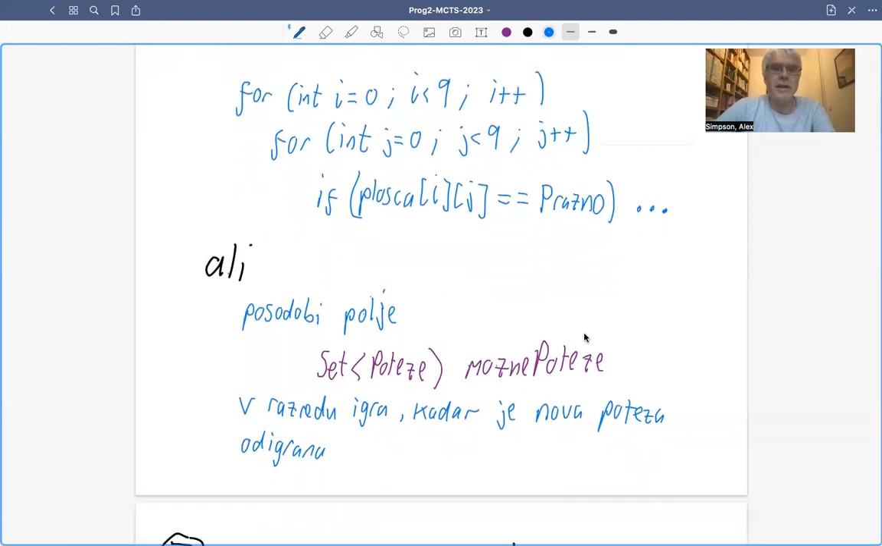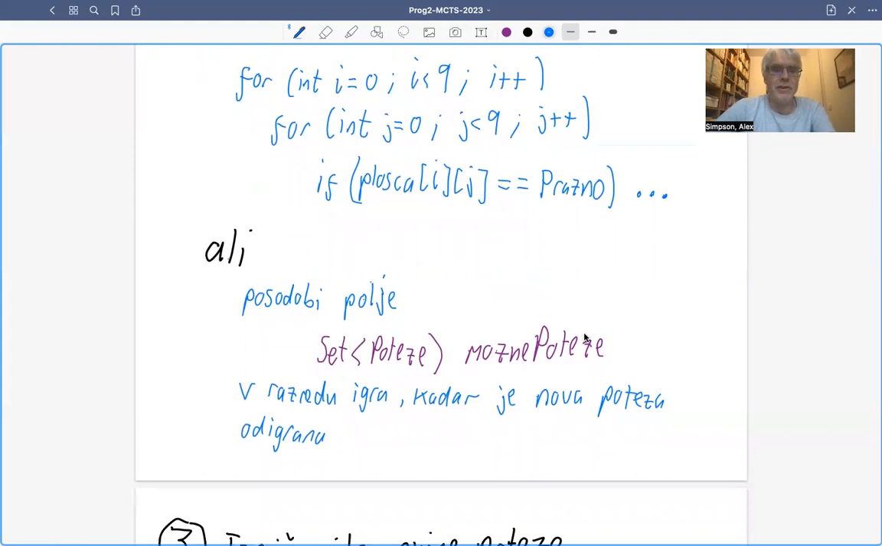An alternative that may be more efficient, particularly if you want to build on it to consider some of the other modifications that are going to follow later, is instead of all the time going through this double for loop, which is always checking 81 positions on the board, another possibility is to maintain a set of possible moves, možné potéze, I'm calling this, as a field in your igre class.